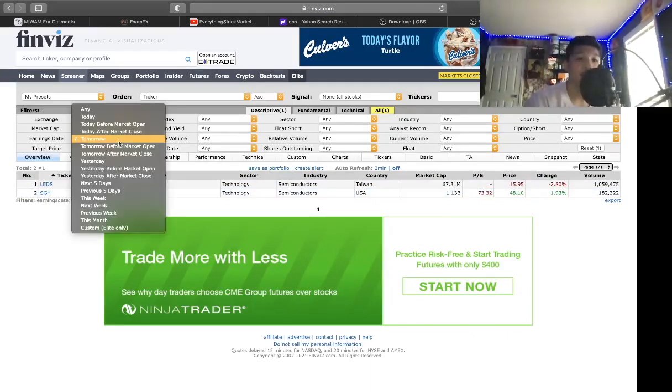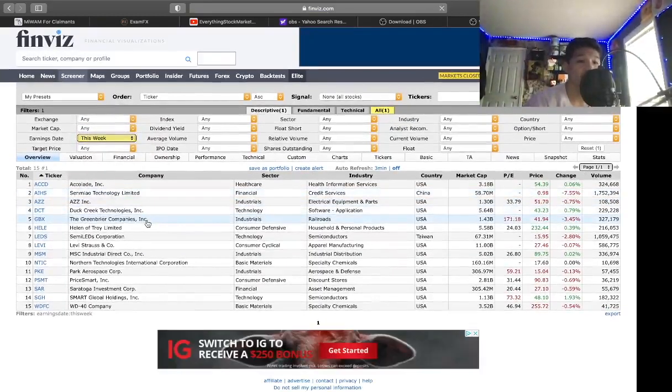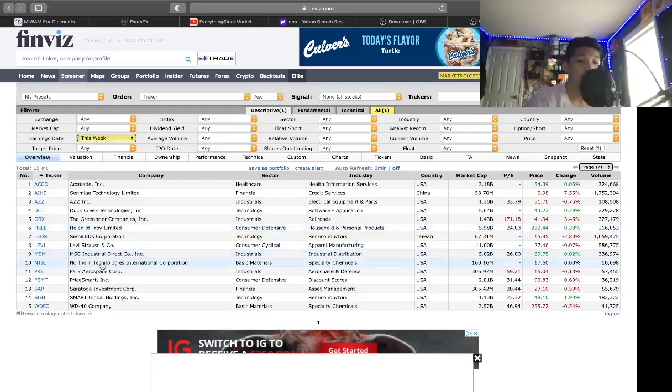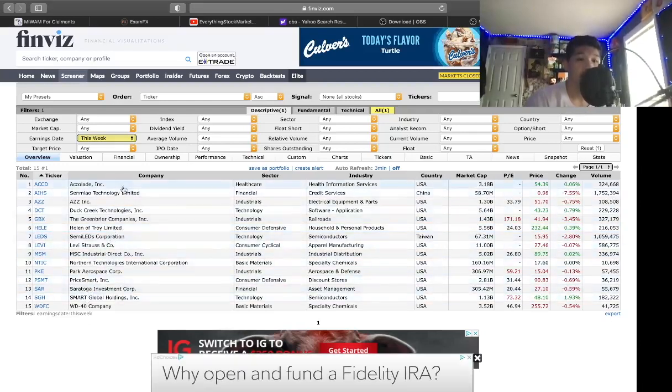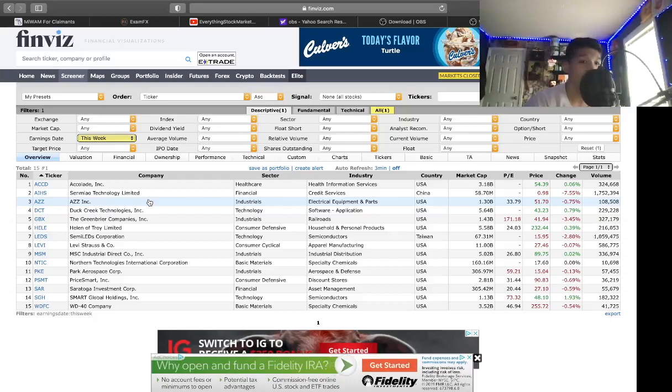What I like to do is I like to go this week, and you can see all the stocks that have earnings this week. And if you're seeing this today or tomorrow, you can see what stocks I actually have going on, I believe ACCD and DCT, I think, are those that are on my watch list for this week. Another cool thing about screening is if you know all this stuff, market cap, if this all matters to you, you can check it all out. But when you go here, you can see the technicals.